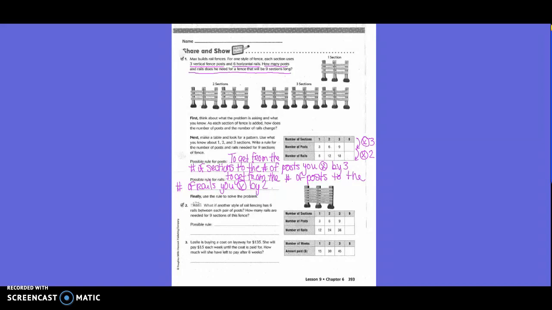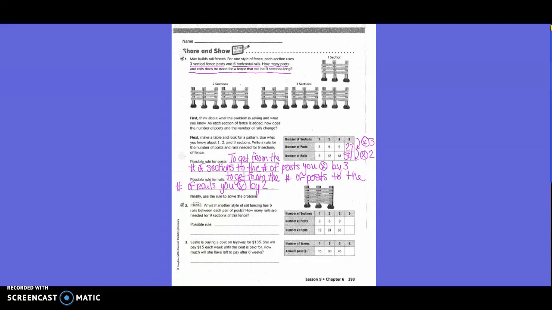So then it says finally use the rule to solve the problem. So what would we get, guys? 27. Okay, so 9 times 3 is 27. And then 27 times 2 is 54. Or another quick trick for that is, you know 9 times 3 got us 27. What's 3 times 2? 6. And then 9 times 6 is 54.